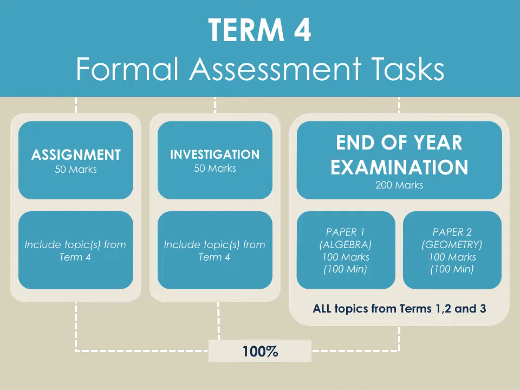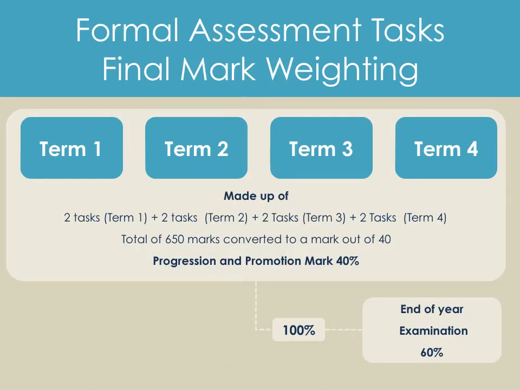Now there's a difference between your term 4 result or mark and your final end of year weighting for your final result. If you're looking at your final result, you're taking marks from term 1, 2, 3, and 4, which is made up of all your continuous assessments. So you've got your 2 tasks in term 1, your 2 tasks in term 2, your 2 tasks in term 3, and then your 2 tasks in term 4. All of that together makes up 40% of your progression and promotion mark. And then your end of year exam makes up 60%. So together that's 100%. And from there the learners get their code, which says whether they progress or promote in mathematics.